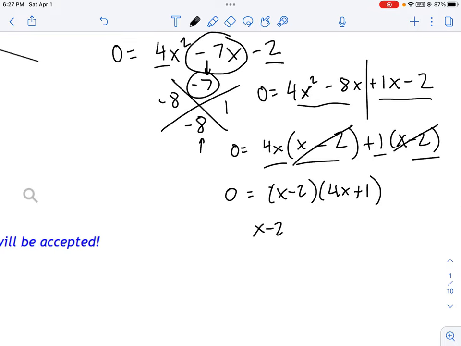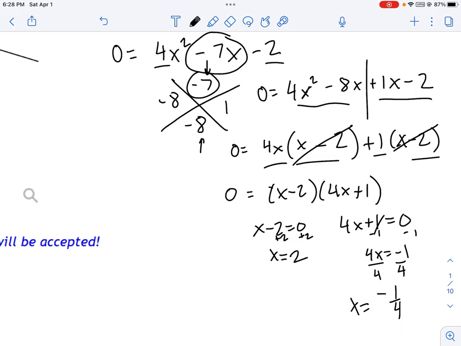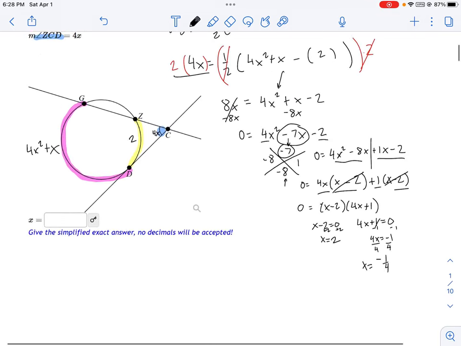Then it's just a matter of setting each factor to 0 and solving for x. So here we add 2, and we get x equals 2. Here we subtract 1 from both sides, so then we get 4x equals negative 1, divide by 4, and x is negative 1/4. Now are we done?